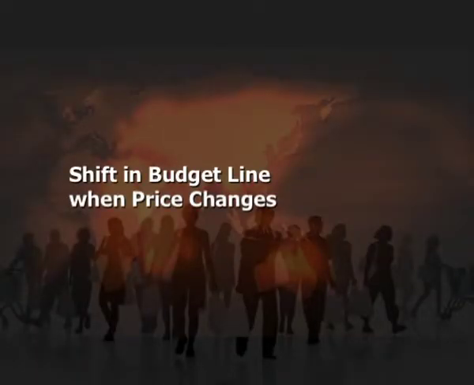Now a question arises: how does a budget line shift when price changes? A change in product prices shifts the budget line. A decline in the prices of one or both products would increase the real income, which leads to a shift in the curve to the right. Conversely, an increase in the prices of one or both products would decrease the real income and will lead to a shift of the curve towards the left.